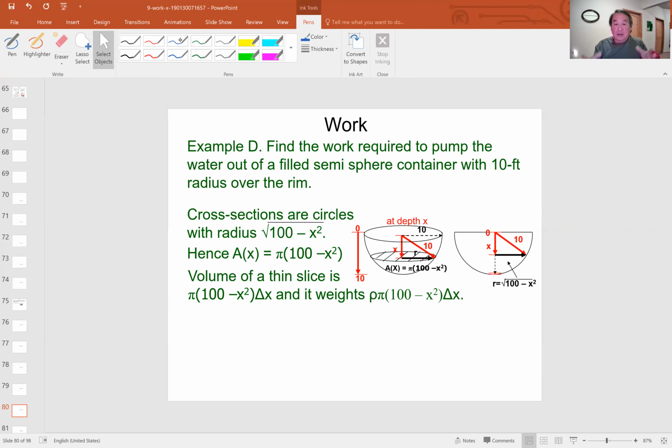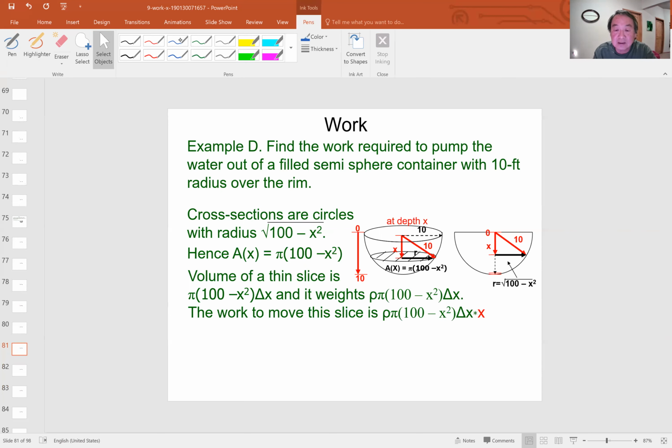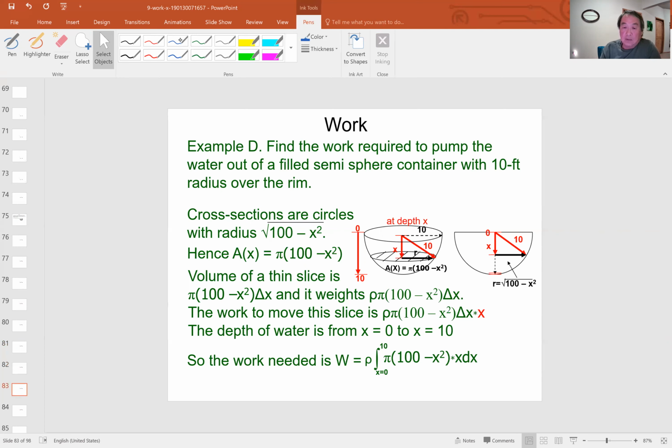And now I need to move these slices how far? x, right? This is a depth x. So I want to move them the distance x. That's the work needed for these particular slices. And then I integrate from 0 to 10. Add them from 0 to 10. We need to integrate, and we'll put the dx on the side. And then you just get a number.